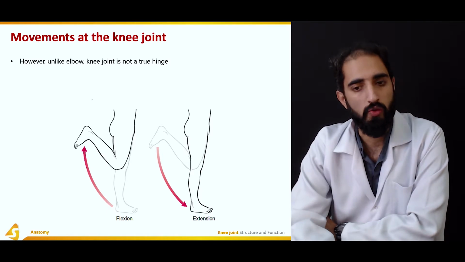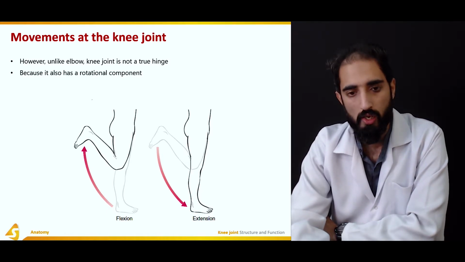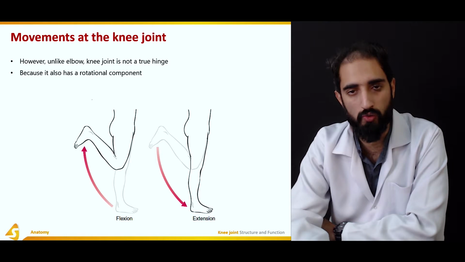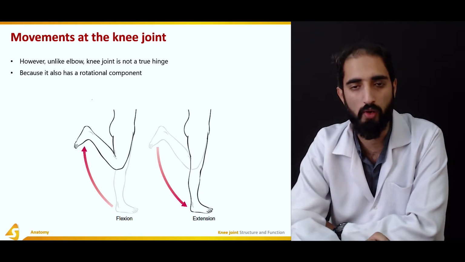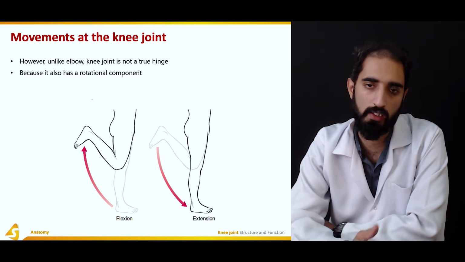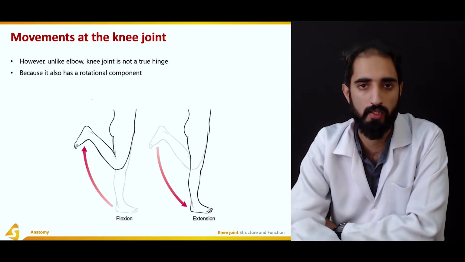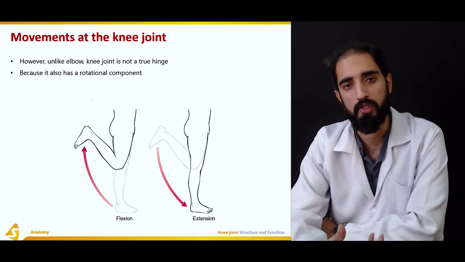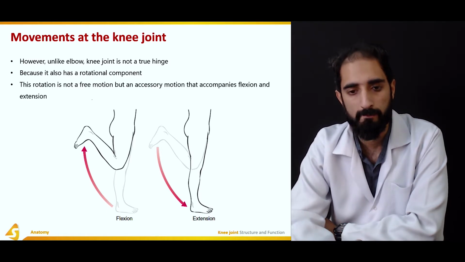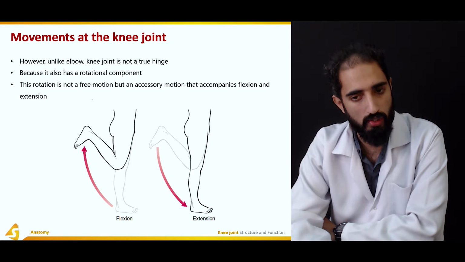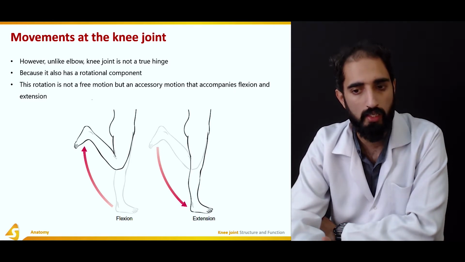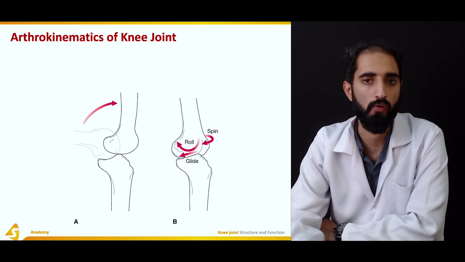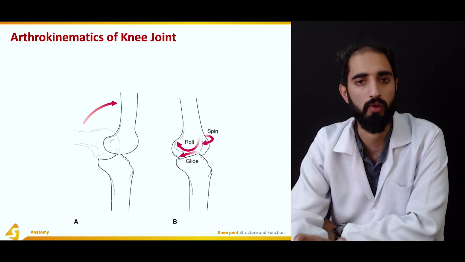However, unlike the elbow, the knee joint is not a true hinge joint, as I already mentioned, because it has a rotational component. Whenever we extend the knee joint, the tibia rotates externally and the femur rotates internally. Once again, when we flex the knee joint, then the tibia rotates internally and the femur rotates externally. And that brings that rotational component, thus it can be more or less known as a modified hinge joint. So as rotation is not a free motion, it is an accessory motion which we cannot perform voluntarily, that accompanies flexion and extension, so that is not included as a voluntary degree of freedom. So we can in one sense say that it only has one degree of freedom.